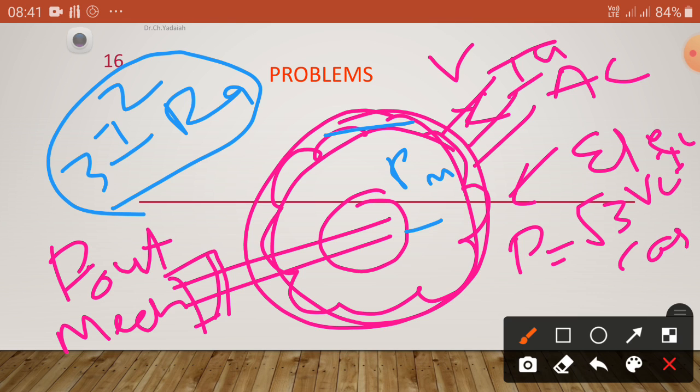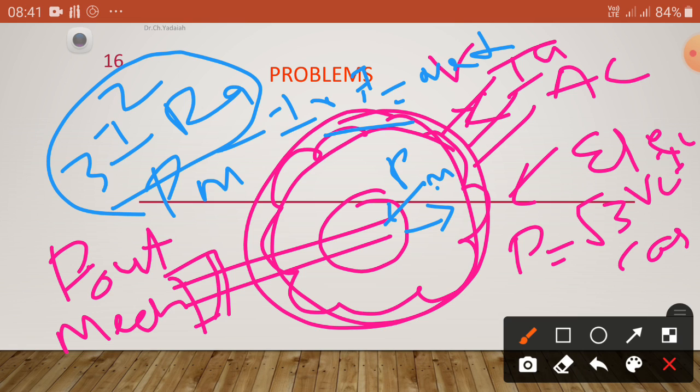Then the rotor also has some losses. What are the rotor losses? PM is coming here, and the friction and windage losses and some iron losses take place. So the mechanical energy PM generated in the machine minus these inherent losses, iron losses, friction and windage losses and bearing losses, gives us the net mechanical output, similar to the previous machines. So these are the power equations.